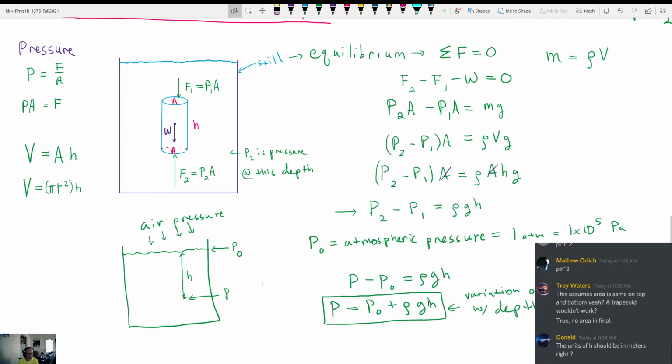Yes, that's right. The units of h should be in meters, g should just be 9.8 meters per second squared, and then density, this is where you want to measure your density in, 1,000 kilograms per meter cubed.